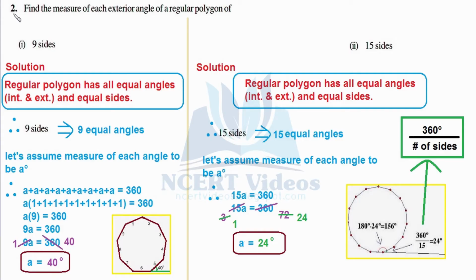Question 2, Mathematics Class 8th, Understanding Quadrilaterals, Chapter 3, Exercise 3.2. Find the measure of each exterior angle of a regular polygon of (i) 9 sides, (ii) 15 sides. So we are given two parts, and we are given the sides. We need to find the measure of each exterior angle of a regular polygon.